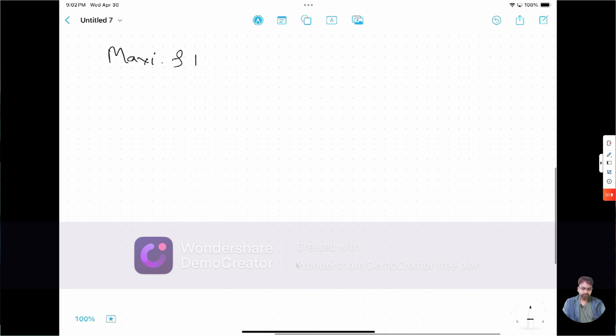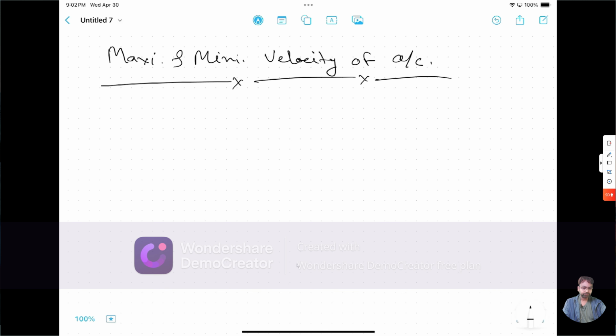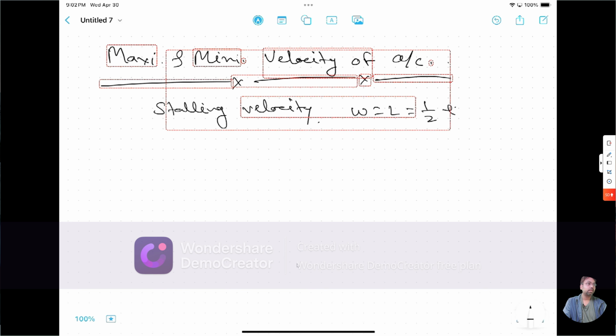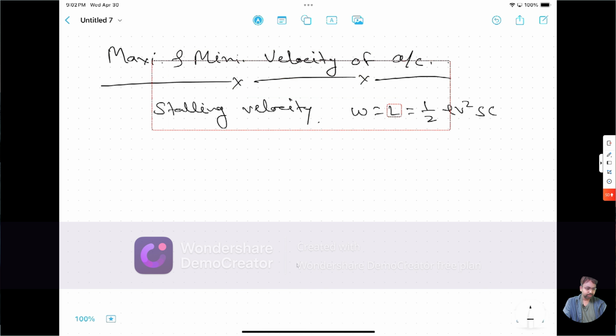Maximum and minimum velocity of aircraft. So here guys, we need to understand, if we are talking about the stalling speed or velocity, we can find from here in a steady level flight, W is equal to L is equal to half rho V square S CL.